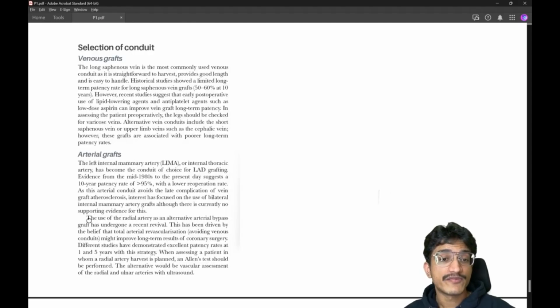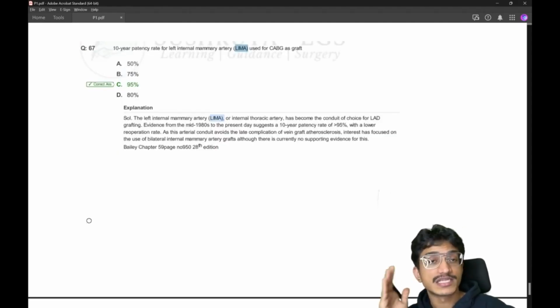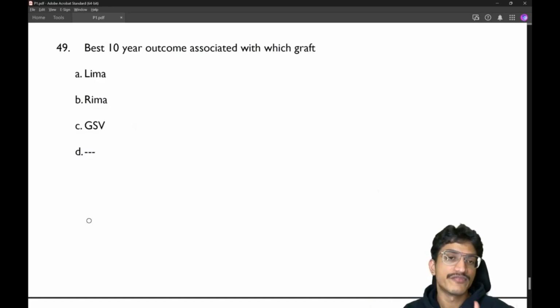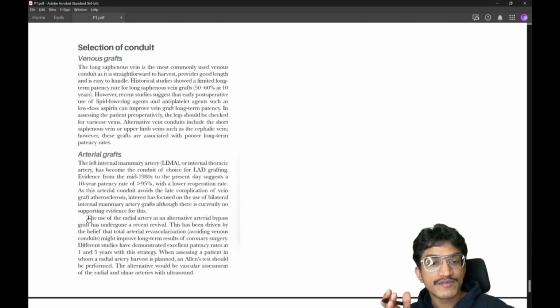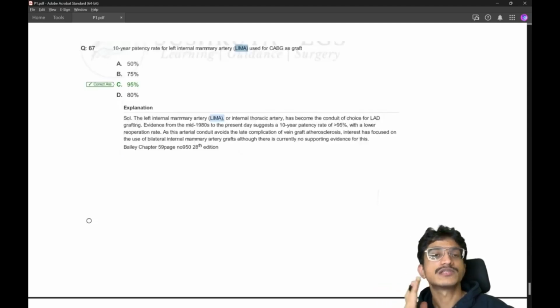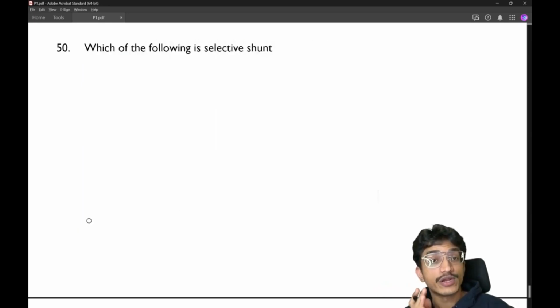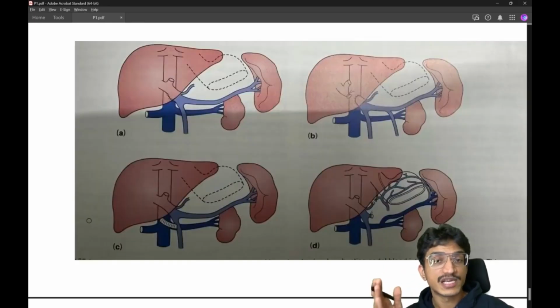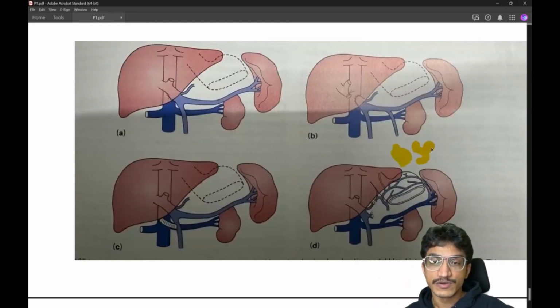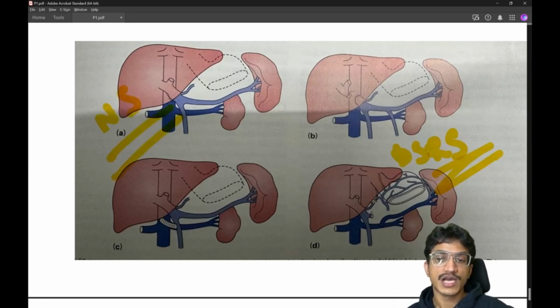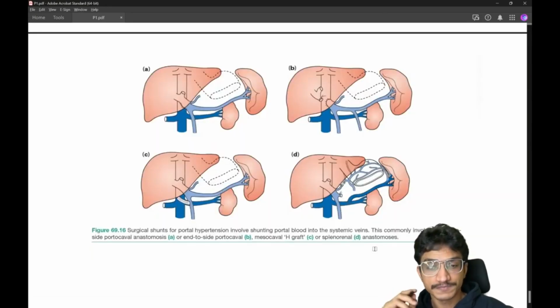Now this again is a repeat from what we asked in our mock: the 10-year patency for LIMA is highest, that is 95%. They asked in a different way, that is, the best 10-year outcome is associated with which graft, so it is LIMA. In venous graft the patency rate is only 50 to 60%, so the answer in this case is LIMA. The last question for this session is on selective shunt, directly taken from Bailey. D is a distal splenorenal shunt, which is selective; all the others are non-selective shunts. So the answer should be D, the figure showing a distal splenorenal shunt.